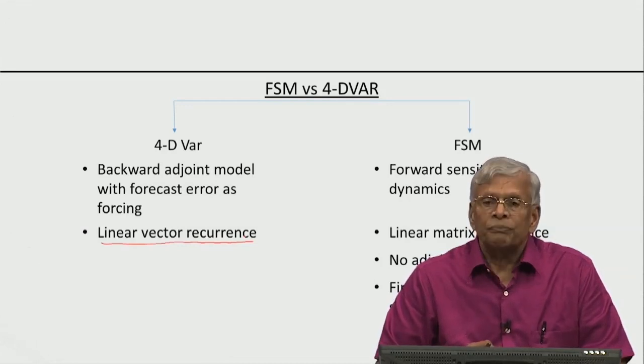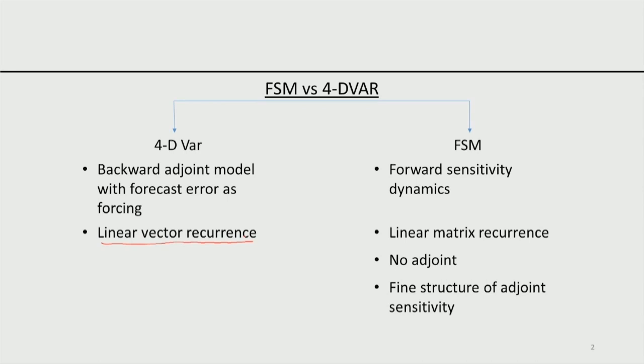In the case of forward sensitivity, we run the model forward. We also run the forward sensitivity dynamics, the U_k dynamics and the V_k dynamics. The difference here is that these are linear matrix recurrences as opposed to linear vector recurrences. That is the difference. Linear vector recurrence is cheaper computationally. Matrix recurrence is computationally a little bit more demanding, in fact much more demanding. But the advantage here is that I do not need any adjoint. We considered simple problems, but writing and developing an adjoint is considered to be not an easy task in general. So, the advantage of FSM is that it does not require an adjoint. The disadvantage of the FSM is that it requires solution of the matrix recurrence.